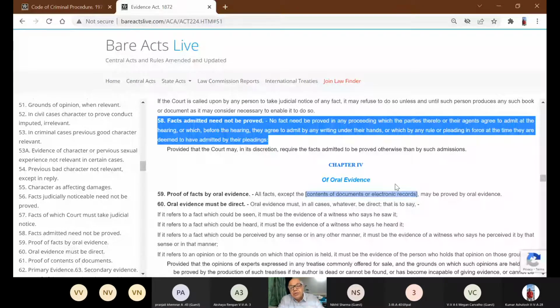Okay. Does anybody have any question before I shift to Section 58, which is the last section of today's discussion, which is normally used in all cases, in civil and criminal cases? Section 58.